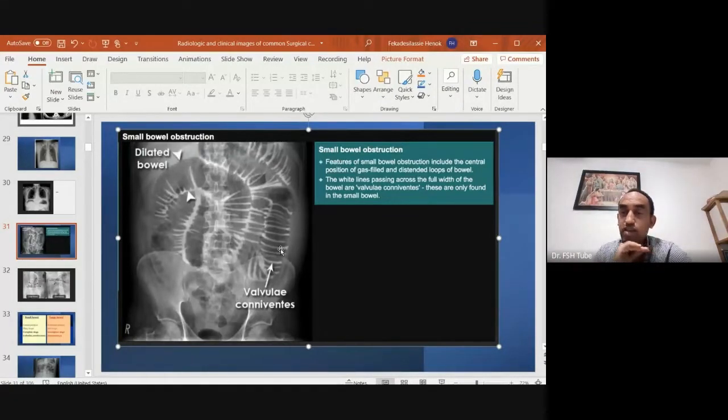It's not that someone just says valvulae conniventes without even knowing what valvulae conniventes is, okay? So one way we would differentiate whether you know this for sure or you are guessing is with your confidence and how you describe things, okay?